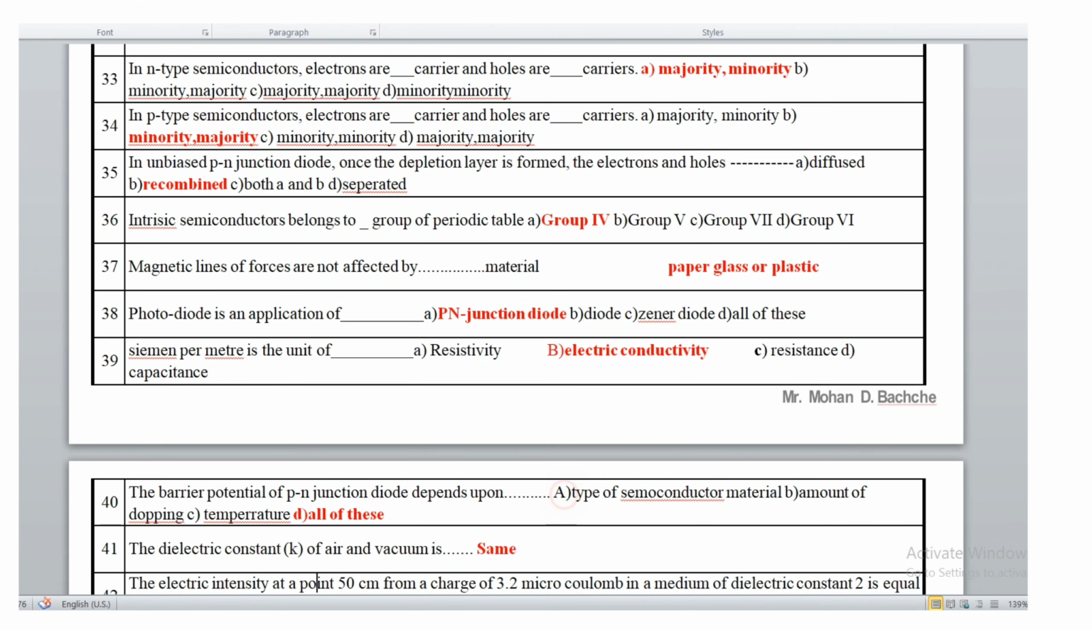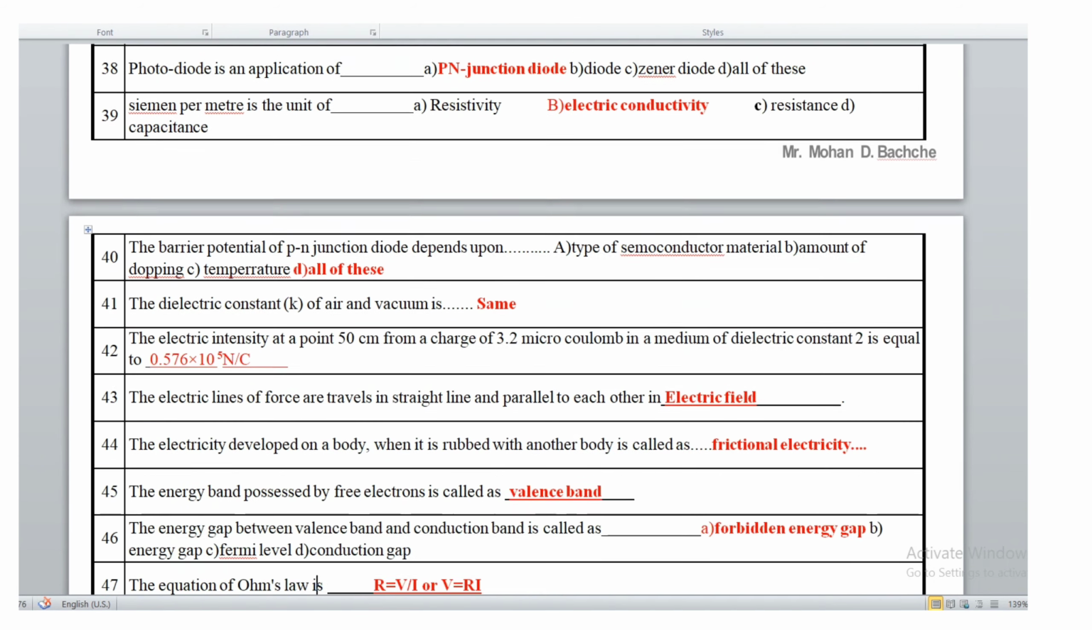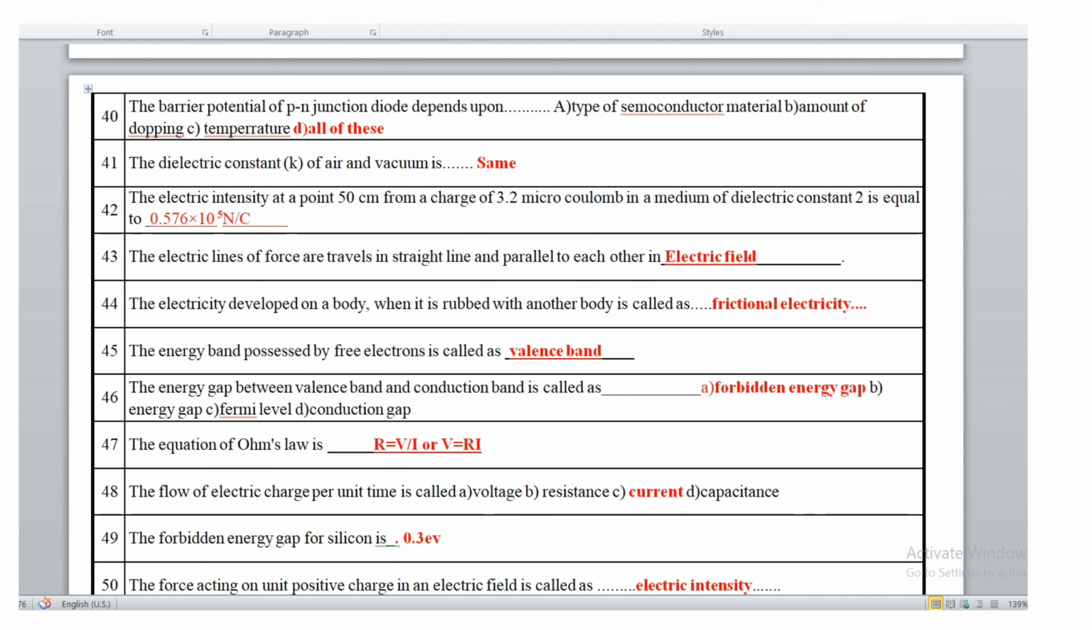Then question number 40. The barrier potential of a PN junction diode depends upon all the factors, that means type of semiconductor material, amount of doping, temperature. The dielectric constant of air and vacuum is the same. The electric intensity at a point 50 centimeter from a charge of 3.2 microcoulomb in a medium of dielectric constant 2 is equal to 0.576 into 10 raised to 5 Newton per coulomb.